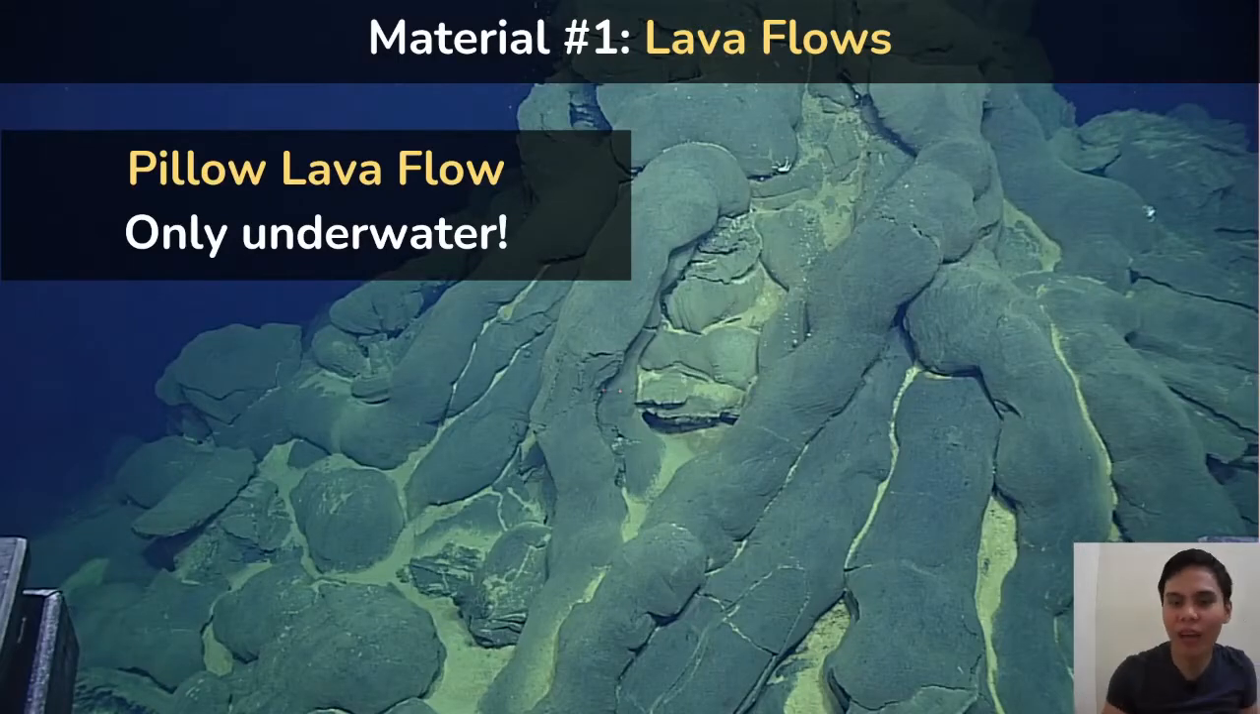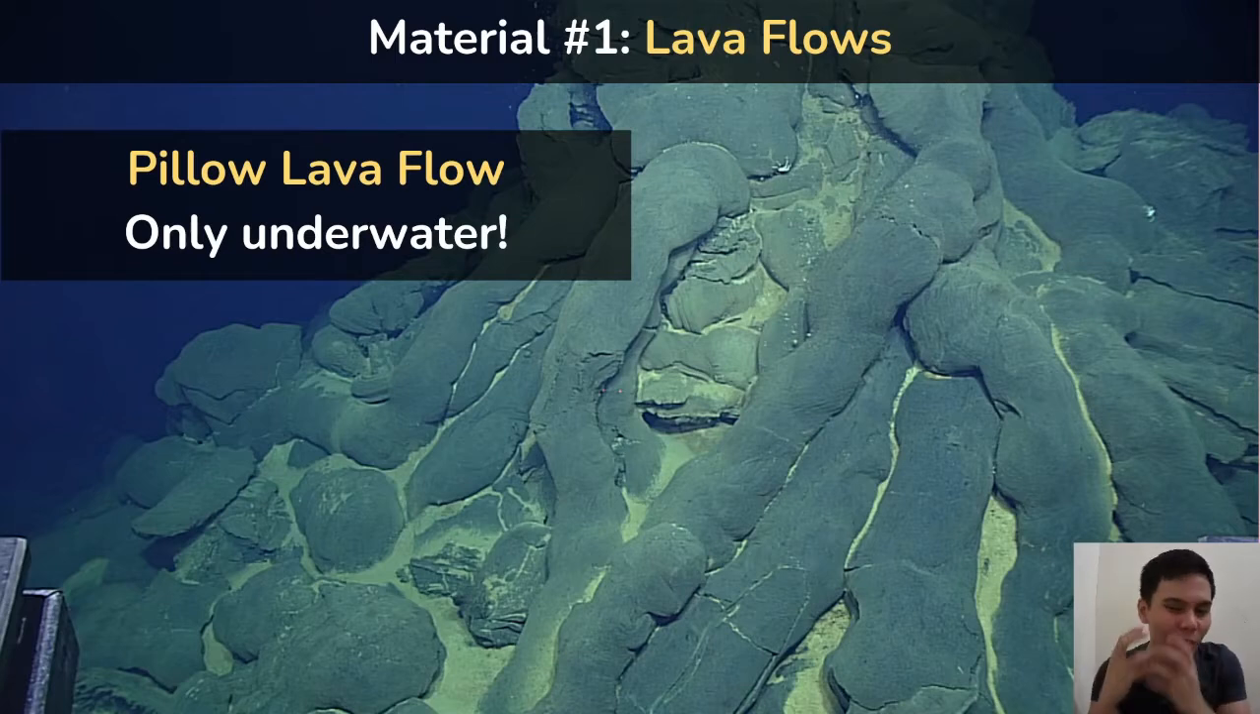The third type of lava flow is pillow lava flow. It literally looks like crap, just long tubes of crap, and it only happens in underwater volcanoes because the water immediately cools down the lava and turns it into these gigantic lava turds.